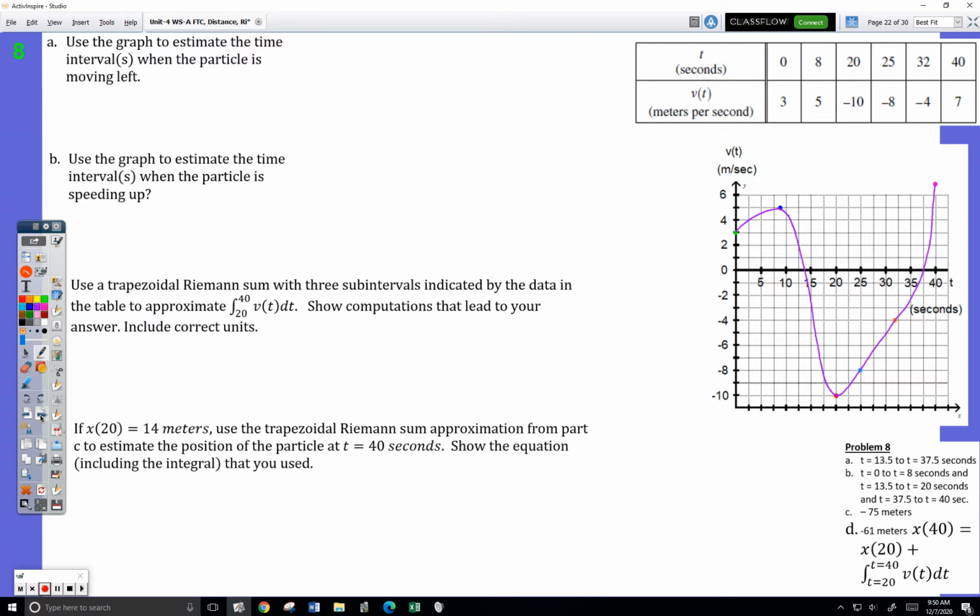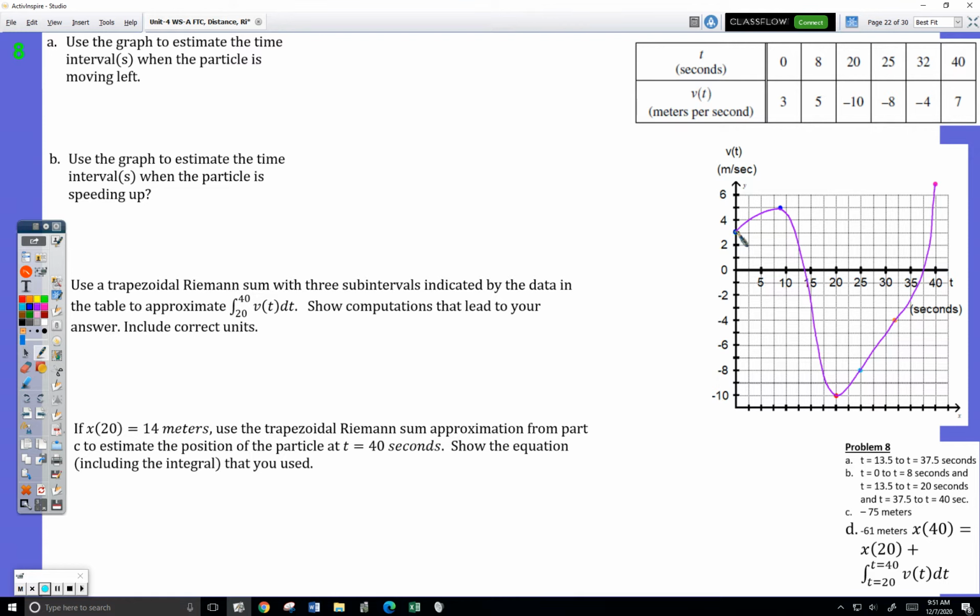Cool. Speeding up and slowing down. Velocity and speed are not the same thing, although they are extremely related. The speed is simply the velocity without a positive or negative. So the speed is just no positive or negative. It's just always positive.